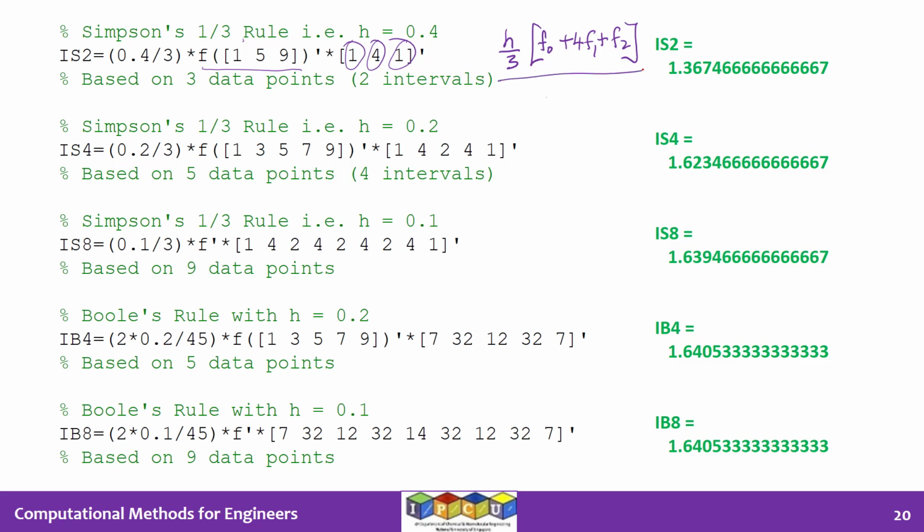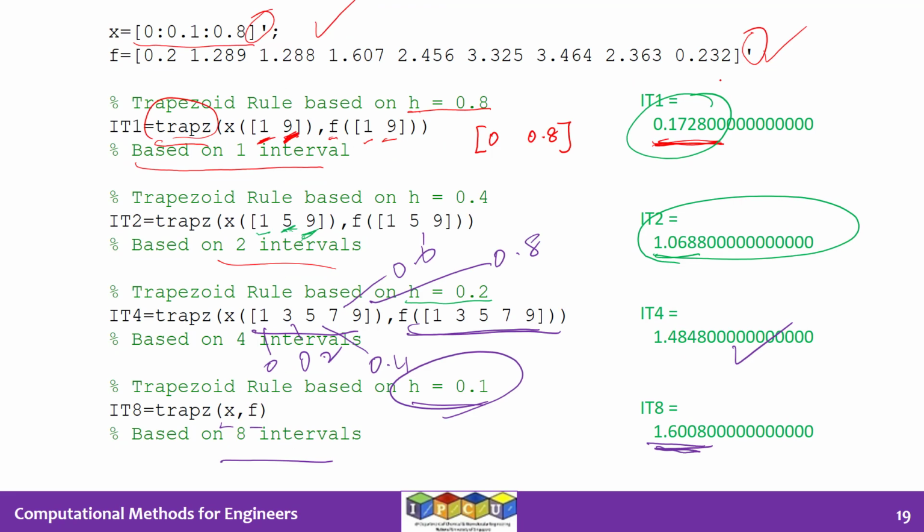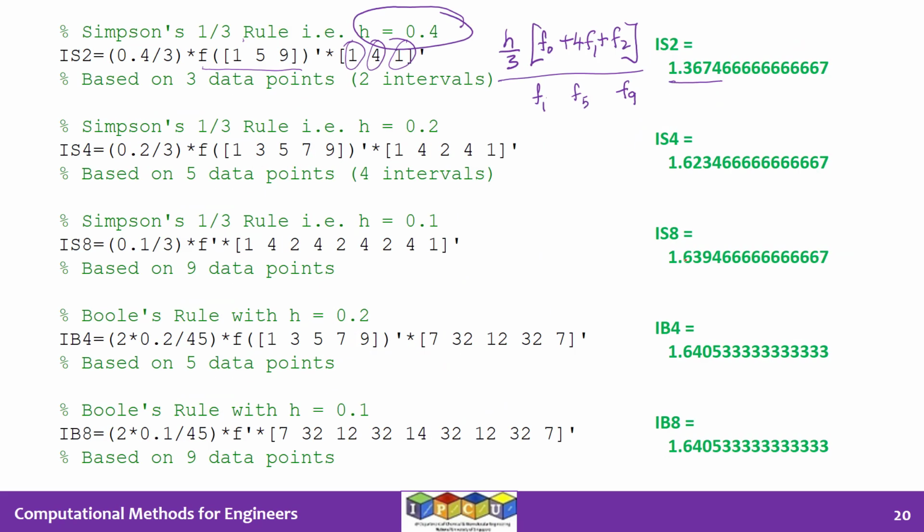So when you translate this formula to our present case, the data points are indicated by the symbols F1, F5 and F9. Those are the three successive data points with h equal to 0.4 as the interval. When you do that, just based on 3 points, I get something close to 1.3675. With 3 data points here, we could get only 1.0688. The same 3 data points, but using a higher order interpolating polynomial, which leads to Simpson's one-third rule, our estimate is quite good, 1.3675.